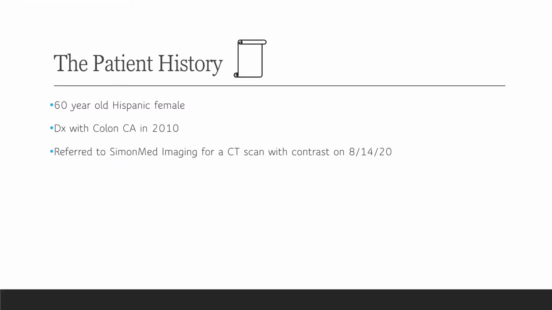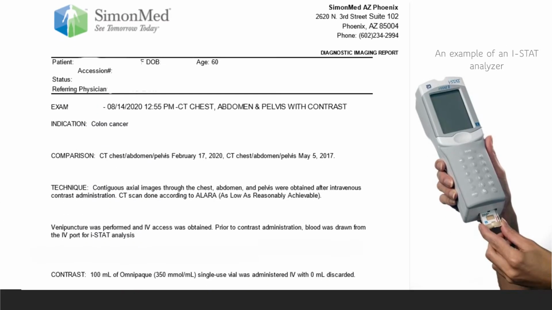Patient history. The patient for this specific study was a 60-year-old Hispanic female with a 10-year history of metastatic colon cancer that was first diagnosed in 2010. She was referred to Simon Med Imaging for a CT scan with contrast to reevaluate the extent of the colon cancer. Here is the CT report.